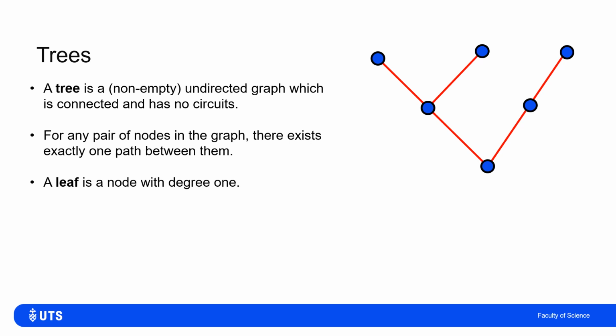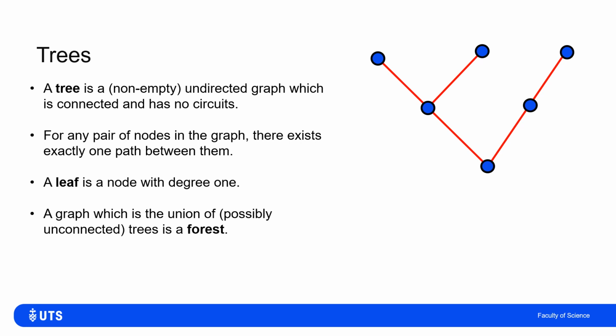Now, keeping the horticultural analogies going, we say that a leaf in a tree is a node with degree 1. What that means is there is only one edge coming into and therefore out of it. So those are the end points, so to speak, of each branch of this tree.